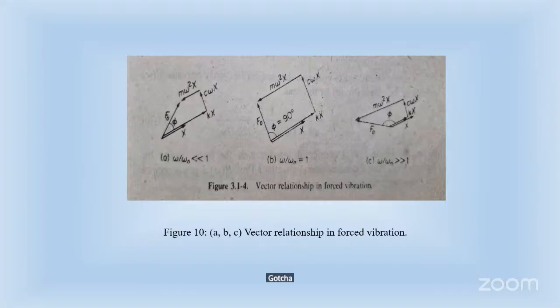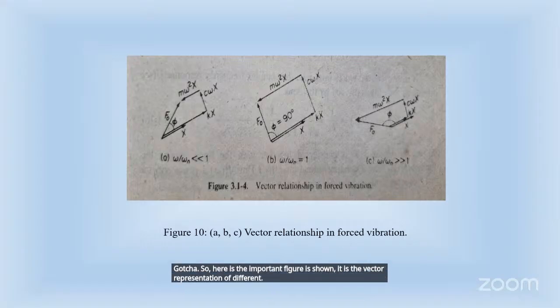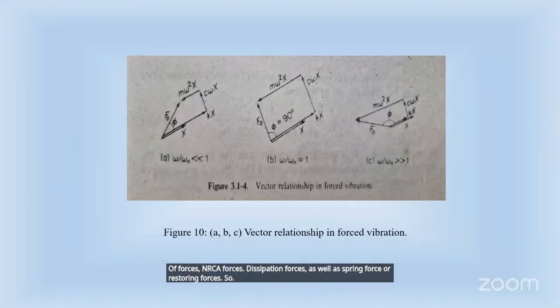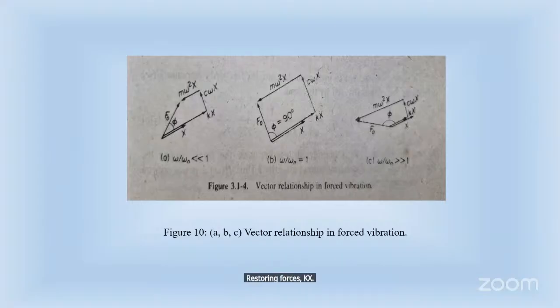So here the important figure is shown. It is the vector representation of different forces. As we have seen, the differential equation has three components of forces: inertia forces, dissipation forces, as well as spring force or restoring forces. So restoring force kx, dissipation force c omega x, as well as inertia force m omega square x.